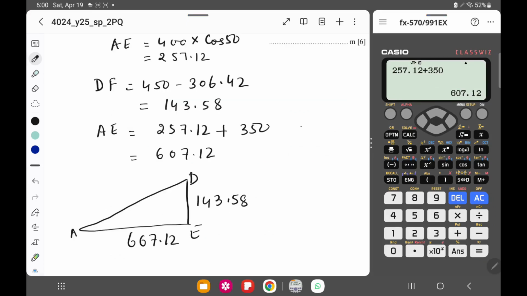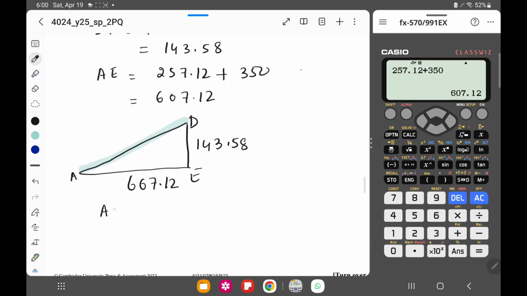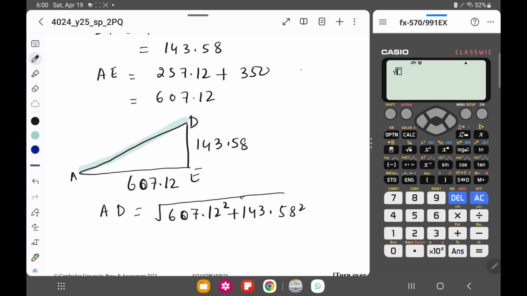Okay, now only AD is required here. We can check the diagram also. We use the Pythagoras theorem to calculate the value of AD. AD is equal to the square root of 607.12 squared plus 143.58 squared.